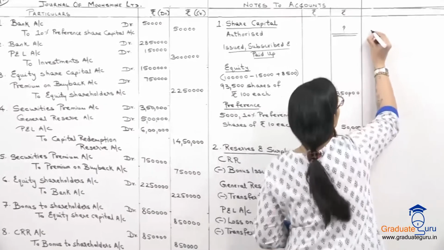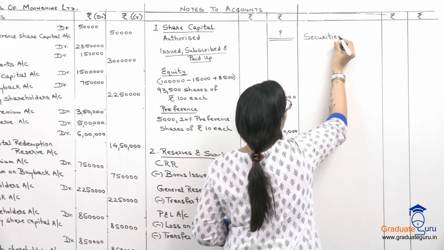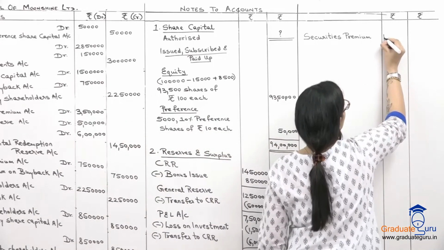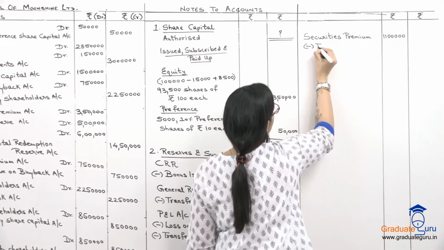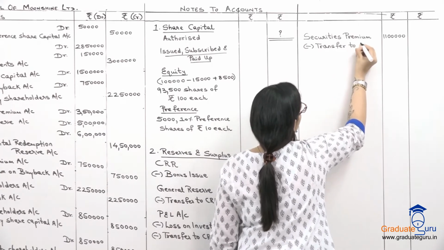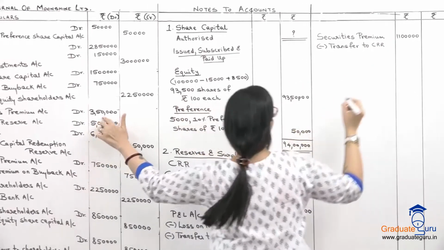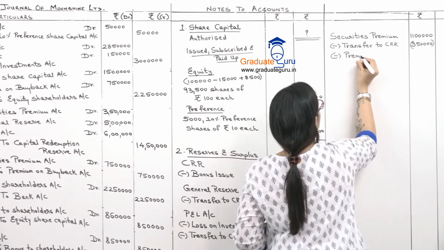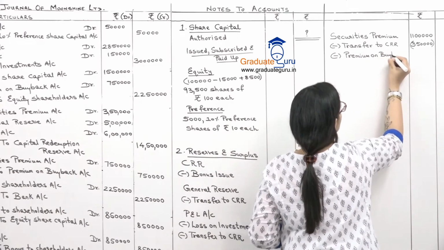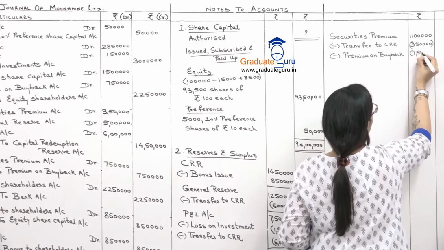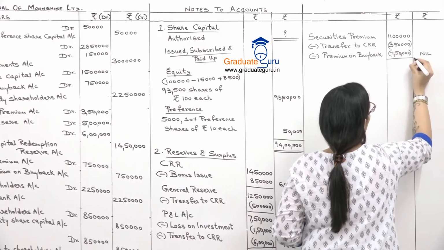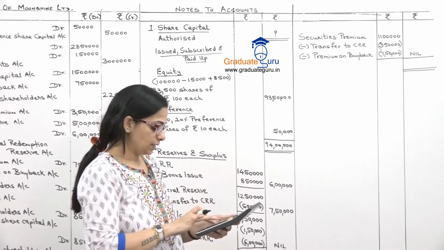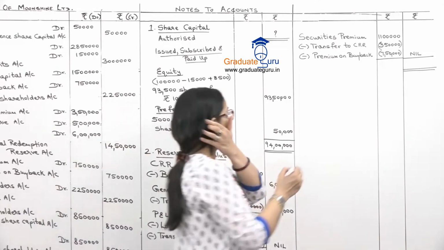We also have securities premium. Securities premium in my balance sheet is 11 lakhs. I used it for CRR. For CRR we have used 3,50,000. And we have also used it for premium on buyback. The entire premium was taken from this. So premium on buyback was 7,50,000. Securities premium also becomes 0 or nil. Let's take the total of all our reserves. 6 lakhs plus 7,50,000. That is 13,50,000 of reserves that we have.